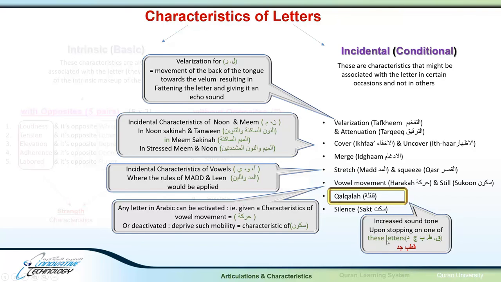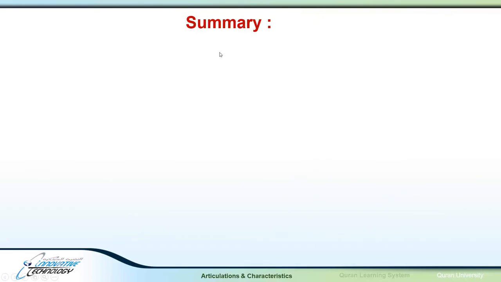And I'll remind you before we finish up this lesson that whatever details we've given now are meant to be an introduction to the articulation points and the characteristics of letters. You don't need to worry about understanding the details of those because all of this will be repeated again in detail in the following lessons. And before we finish, we'll quickly revise what we have learned in this lesson.